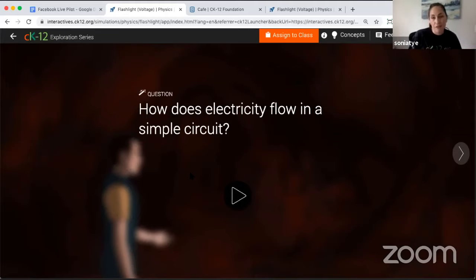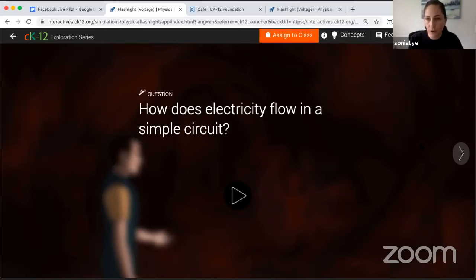All electricity really means is the movement of charge or the movement of electrons, okay? So electrons moving, that's what electricity is. And when you have a circuit, electrons move in a circle. So that's what the word circuit means.